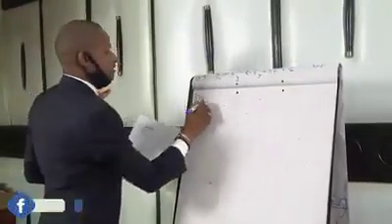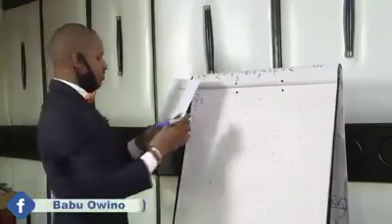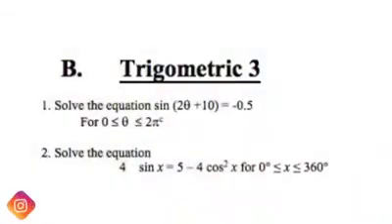So question number 3. Trigonometry, we are told to solve the equation sine of 2 theta plus 10 equals negative 0.5. But we are further advised for the values of theta less than or equal to 2 pi radians, where this sign means pi radians. So we want to find the values of theta.